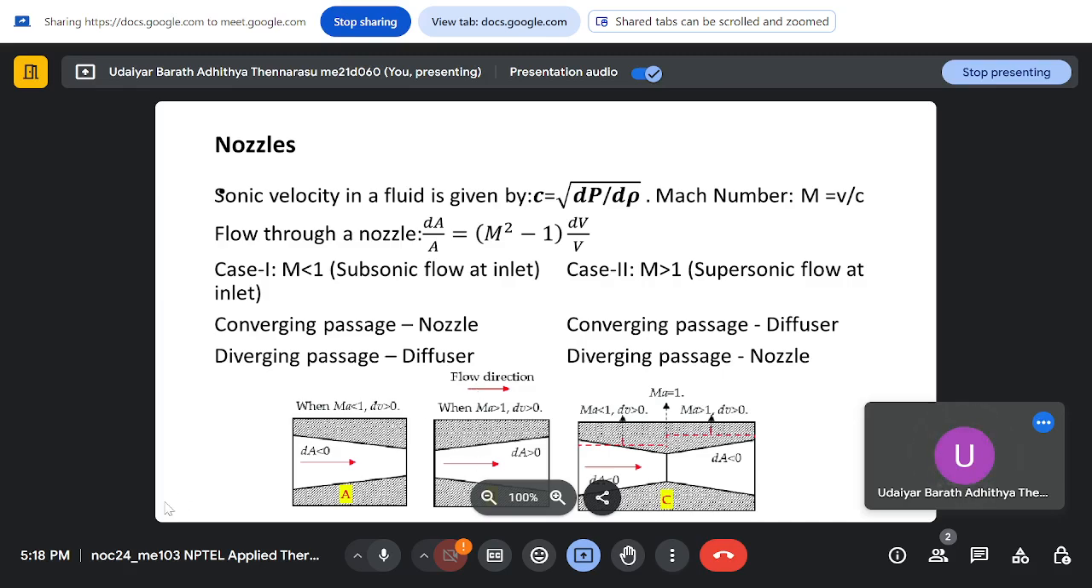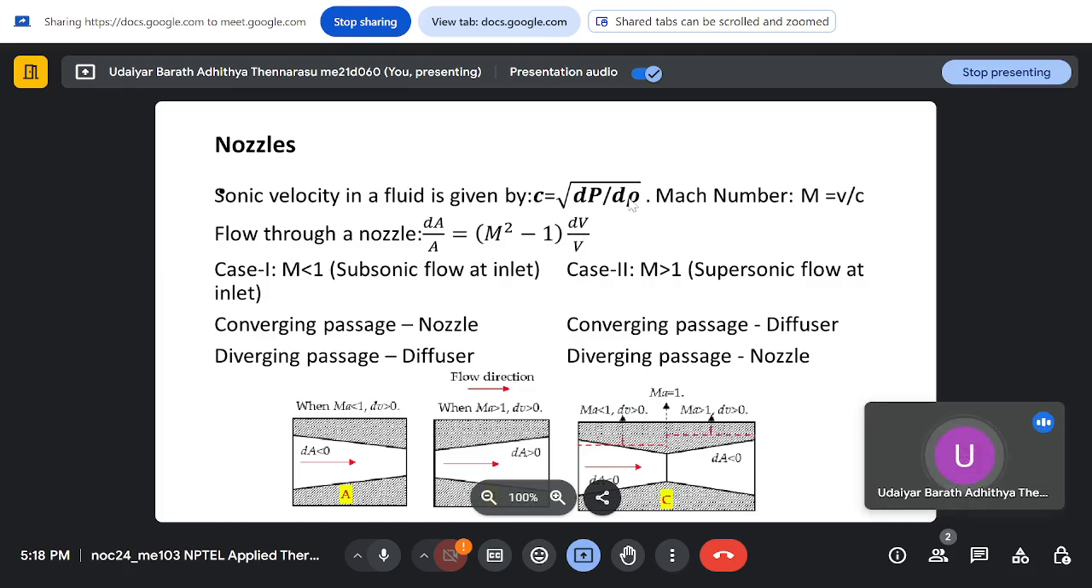Similarly, we saw the nozzles. For nozzles, we also defined the sonic velocity, or the velocity of sound in the fluid, which is given by C equal to root of dP by d rho. The Mach number is nothing but your velocity divided by the sonic velocity. If it's greater than 1, you have supersonic flow, and if it's less than 1, you are in subsonic flow. The flow through the nozzle is given by dA by A equals M squared minus 1 into dV by V. It's nothing but your mass balance.